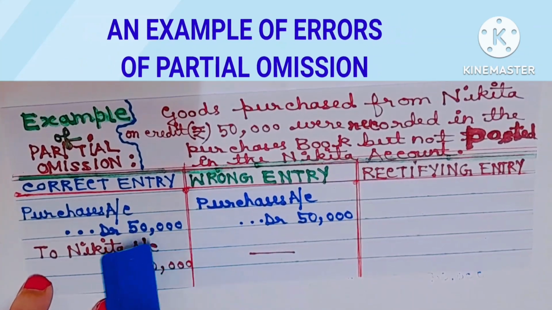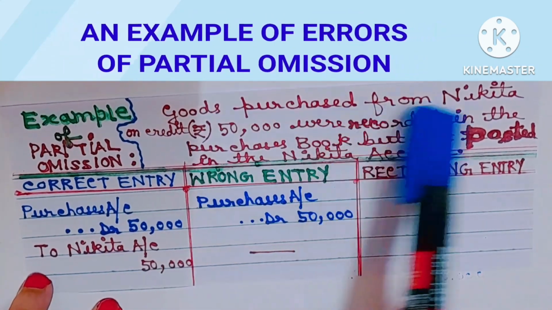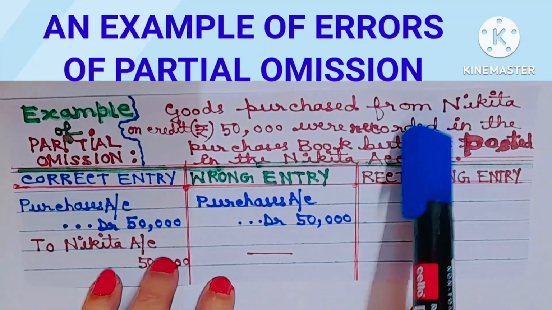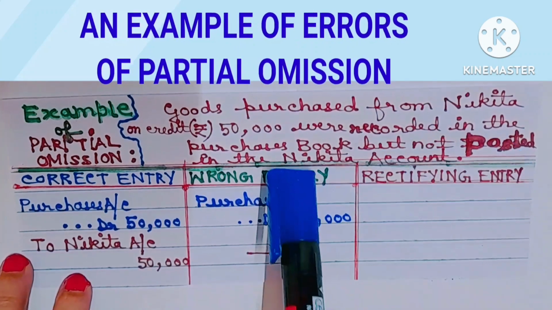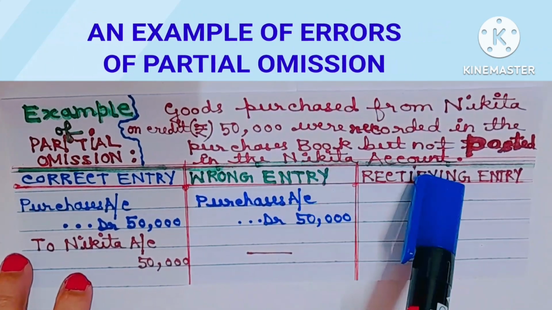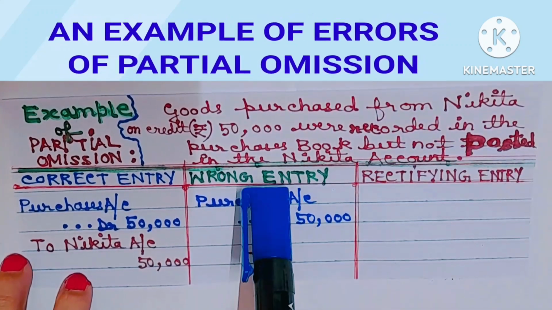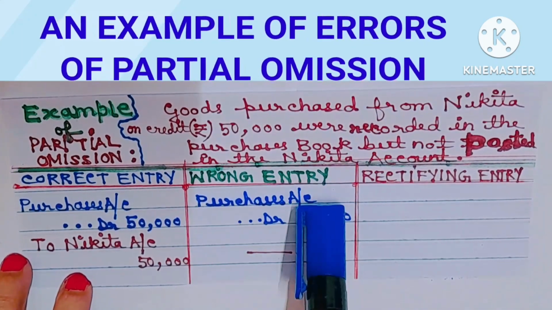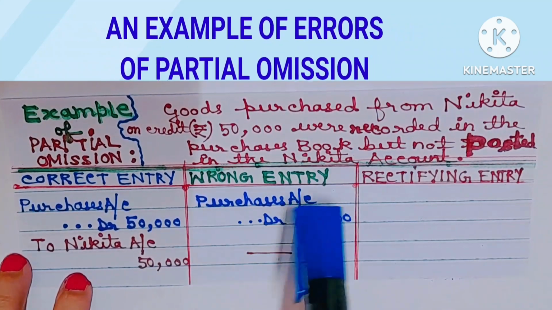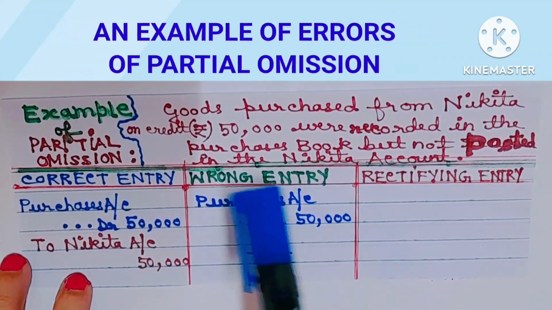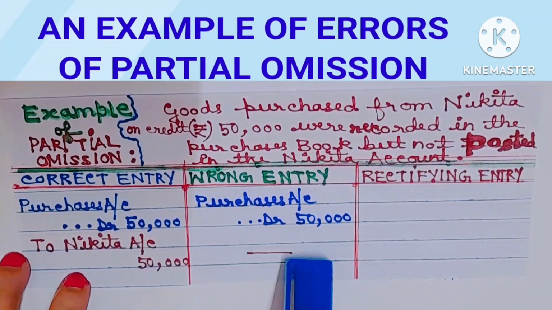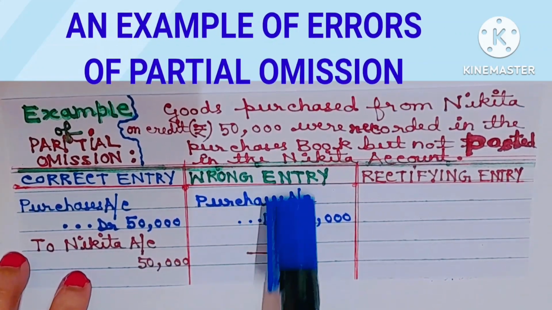So, what is the wrong entry? Goods purchased from Nikita on credit 50,000 were recorded. We have read up to here. Now let's continue: in the purchases book but not posted in the Nikita account. Were recorded in the purchases book. So purchases account debit 50,000. So in the wrong entry, they have recorded purchases account debit 50,000 but not posted in the Nikita account. So on the credit side, dash. Now this is a one-sided entry.